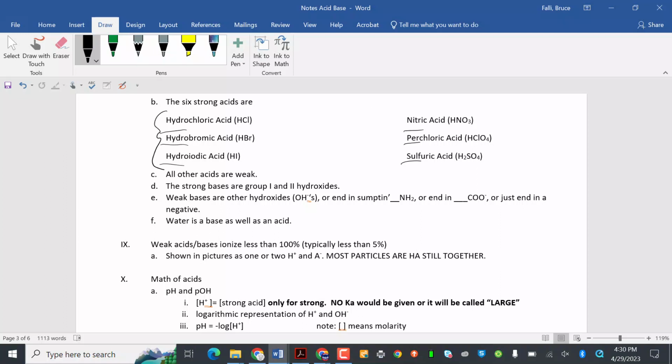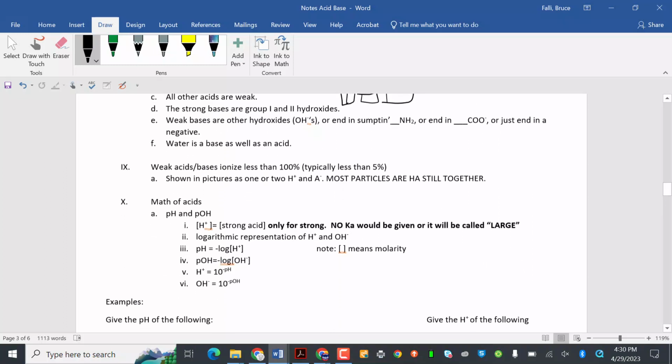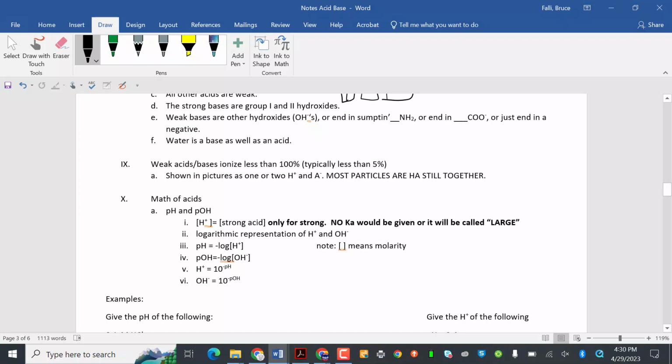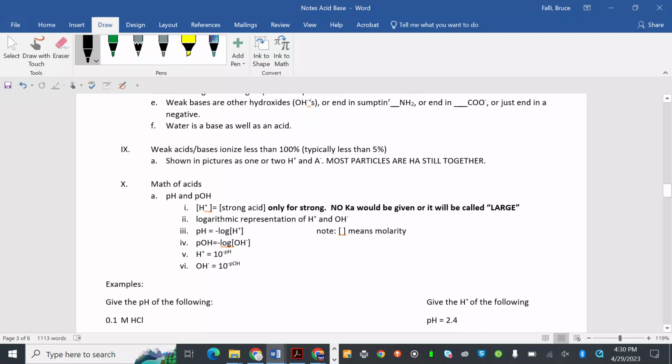The strong bases are group 1 and 2 hydroxides. So on the periodic table, this is group 1, this is group 2. Everything else is no. Weak bases are other hydroxides, or end in something NH2, or end in COO negative, or just end in a negative. Remember, water is a base as well as an acid. Weak acids and bases ionize less than 100%, typically less than 5%. They're shown in pictures, and I showed the pictures up above.